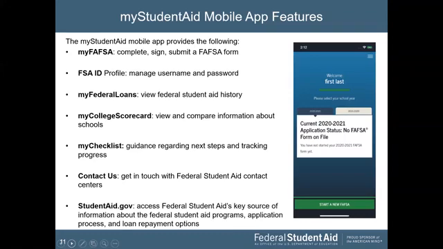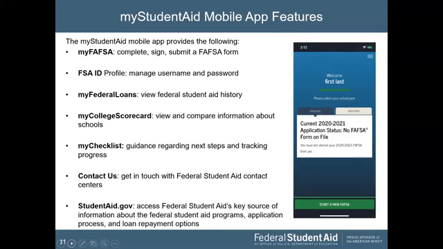Then another exciting thing that I want to share is we now have a mobile app. So aside from the desktop and looking at it on your phone at fafsa.gov, we have a mobile app called the myStudentAid mobile app. In this mobile app, there's a lot of different features. You can fill the FAFSA out. So this 2020-21 FAFSA, if you go to the My FAFSA section on the mobile app, you can complete, sign, and submit your FAFSA form.